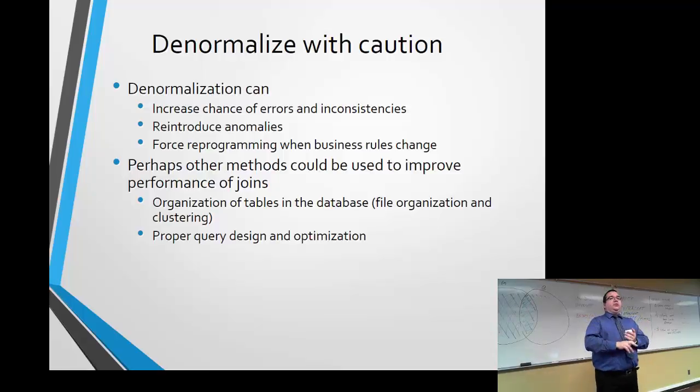It brings back the good old anomalies that we were trying to get rid of in Lab 5. You're bringing them back in. And then when business rules change, you end up having to rewrite parts of the application, which sucks. Now there's a few other things you can do instead of denormalization, and I'm going to cover some of it in a moment.